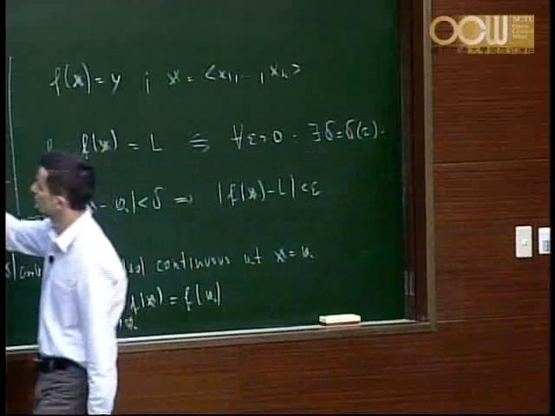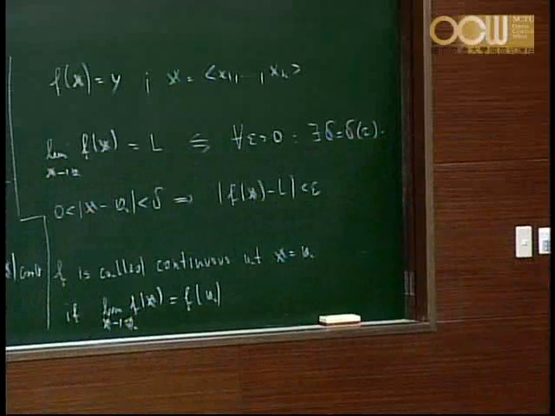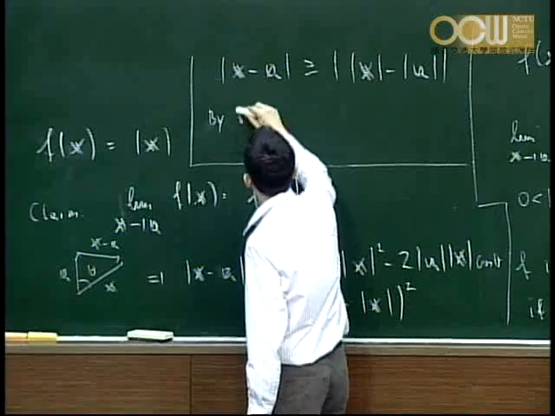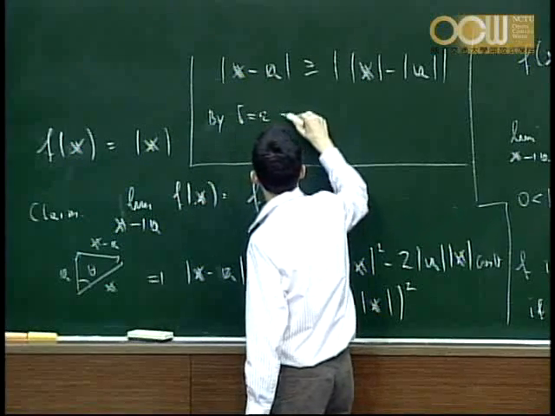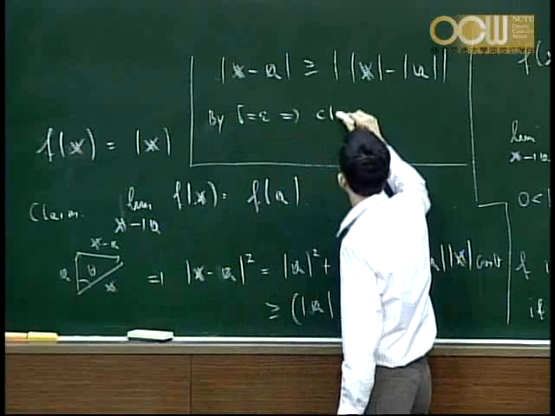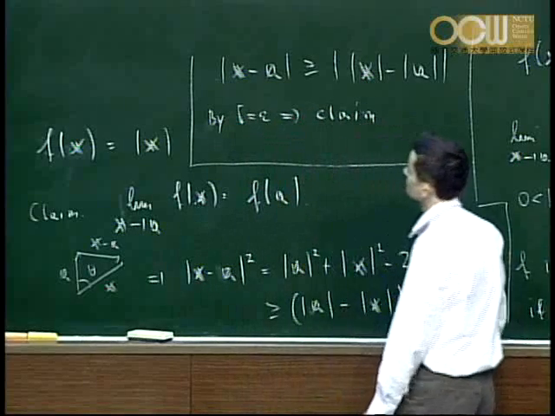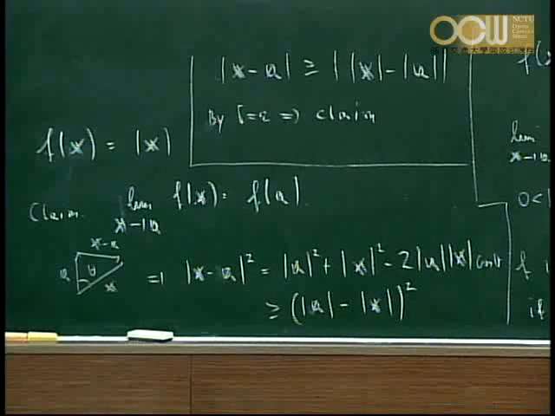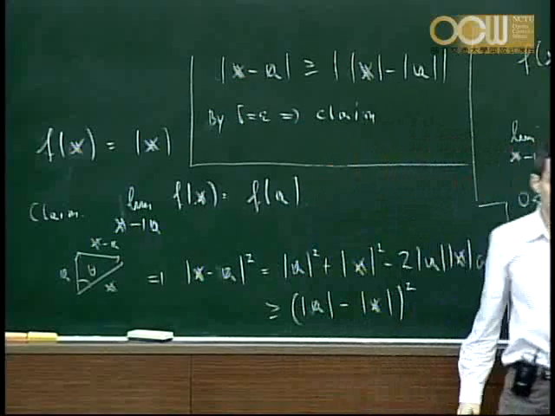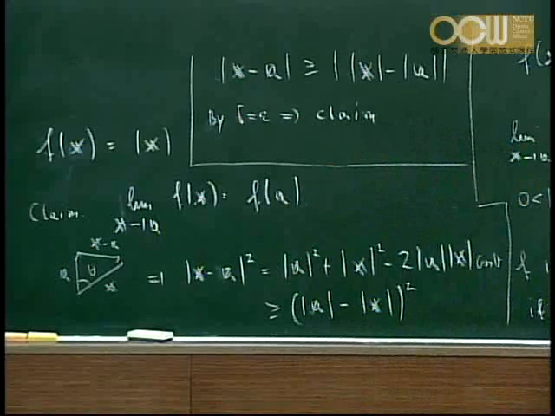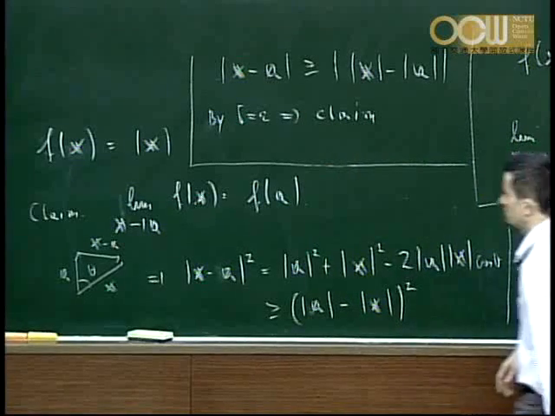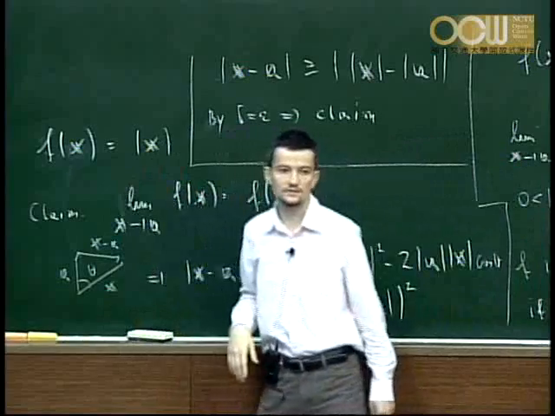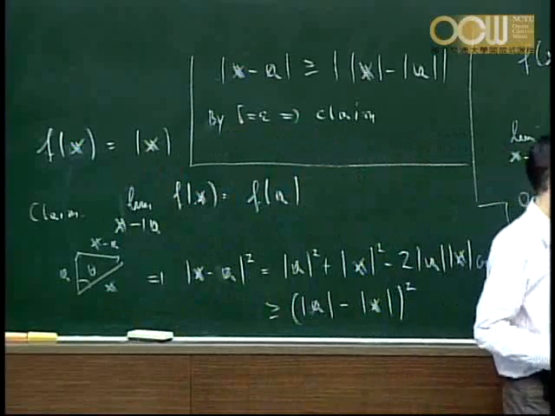So from this we already get that by choosing delta equal to epsilon, we get the claim. The only thing you have to show here is this inequality. This is one way to prove it, but there are certainly different ways, and this shows that this function here is continuous everywhere, directly by using the definition of the limit.